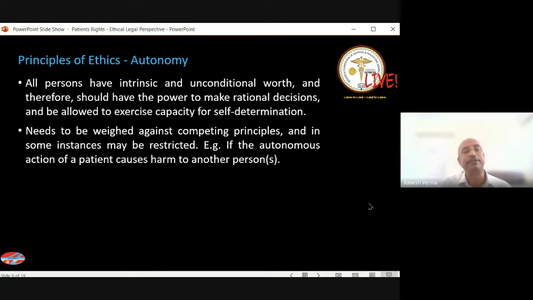And this understanding comes very handy when we talk about informed consent. I'm sure you also would have faced, and I've also heard a number of times, the common refrain that the patients don't understand, and therefore it is so difficult to explain to them the pros and cons of a particular surgical procedure.